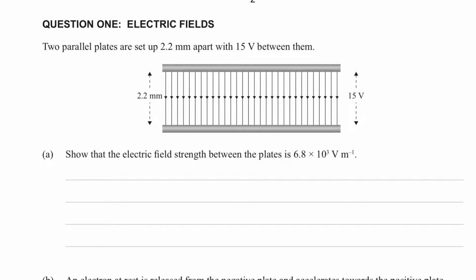So two parallel plates are set up 2.2 millimeters apart. Don't confuse that with meters. 2.2 millimeters apart with 15 volts between them. There's your voltage, there's your distance of separation. You do need to convert for any calculations that come up your 2.2 millimeters into meters.